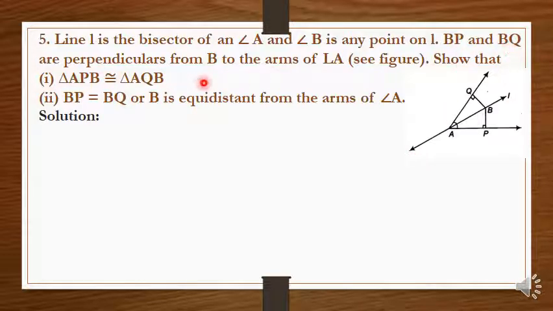BP and BQ are perpendicular from B. So now these are the arms. AP and AQ are the arms of the angle A. From point B, they have dropped a perpendicular on P, and from point B, they have again dropped a perpendicular on the other arm at Q. So angle P and angle Q are 90 degrees. Show that triangle APB is congruent to triangle AQB. So this is APB and this is AQB. We have to show these two are congruent to each other.